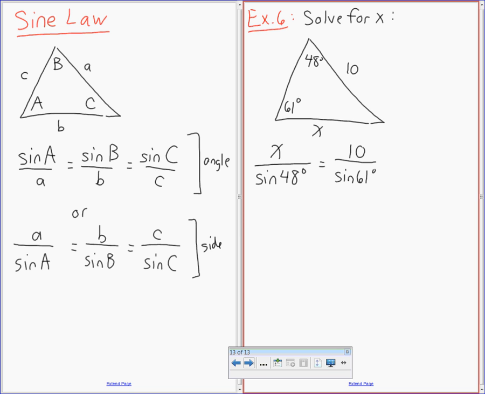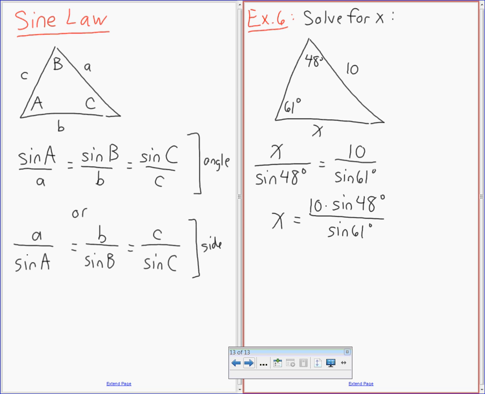Skylar, I want to isolate x. What do I need to get rid of? Okay, good. The sine 48. So it's going to be x equals 10 times sine 48 divided by sine 61. By the way, I'm going through this relatively quickly. If someone is not clear and raises their hand, Mr. Tozer, please go and help if necessary.